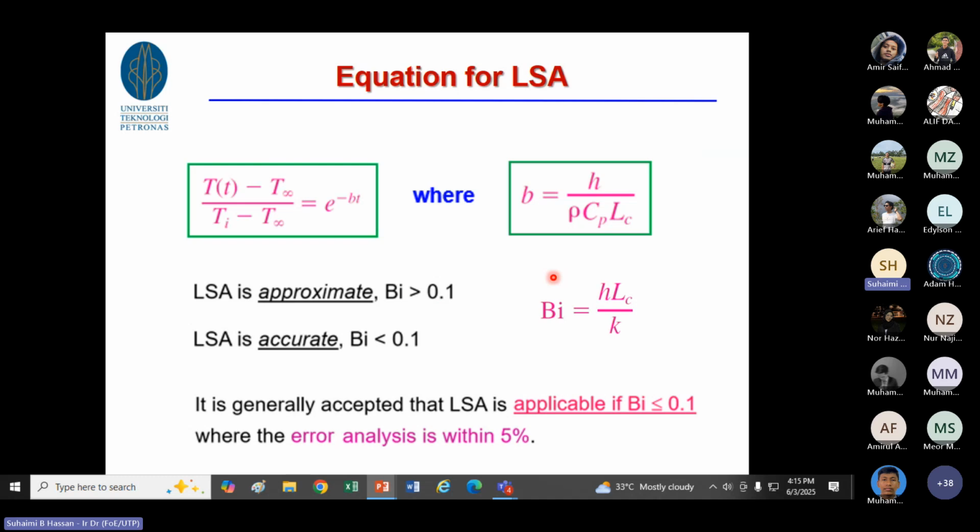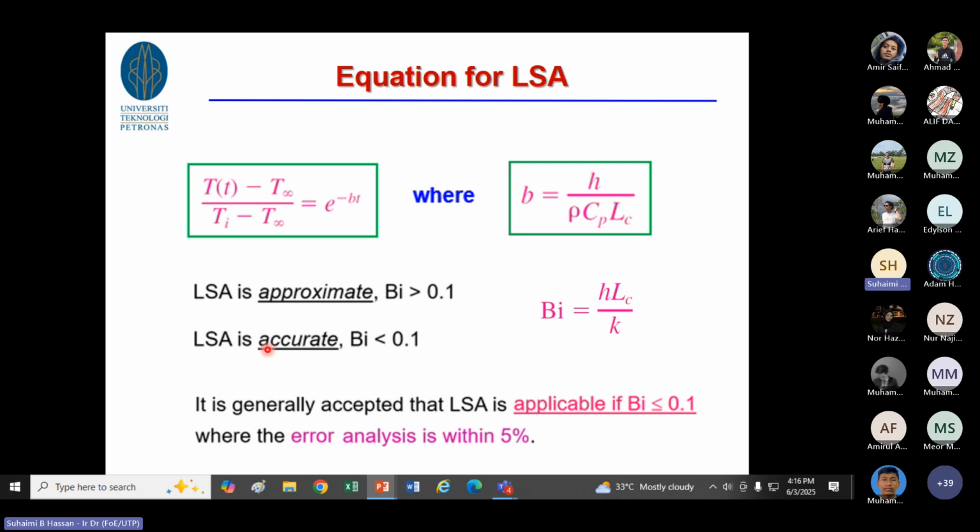Okay, the equation for lump system analysis: (T(t) - T ambient) / (Ti - T ambient) = exp(-bt), where b is equal to h over rho Cp Lc. Lump system analysis is accurate. Please take note on this part. If you don't write anything on this statement, your equation is not valid.